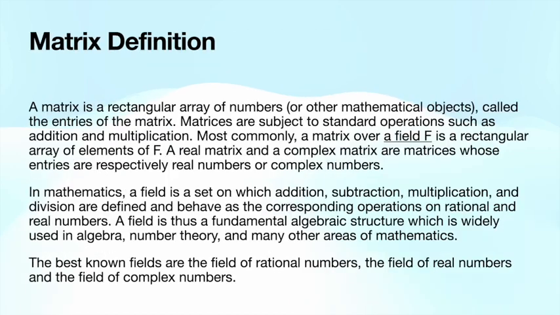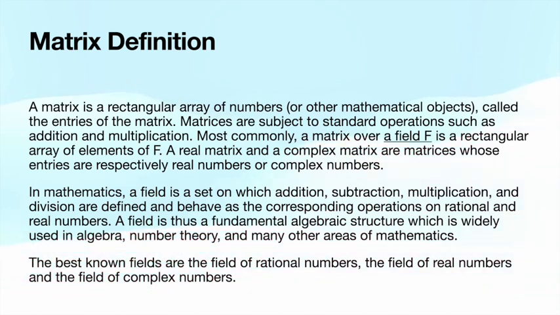The next slide is the matrix definition. Going by the definition, a matrix is a rectangular array of numbers or other mathematical objects called the entries of the matrix. Matrices are subject to standard operations such as addition and multiplication. Most commonly, if a 2 by 3 matrix is there, that is, 2 rows and 3 columns, and A is 2 by 3 and B is 2 by 3, we can add A plus B.